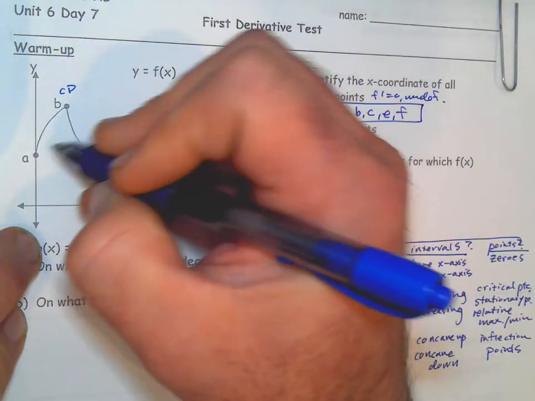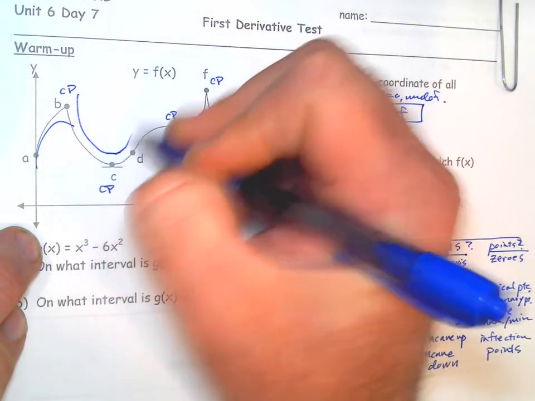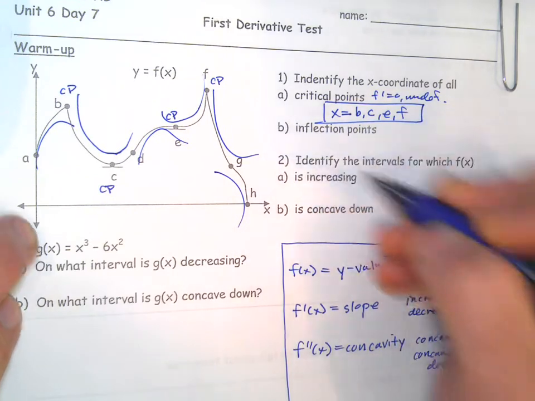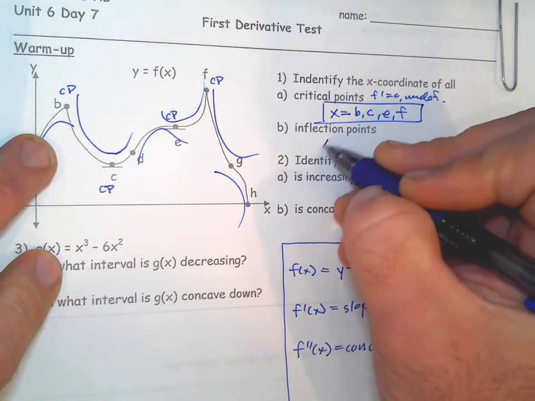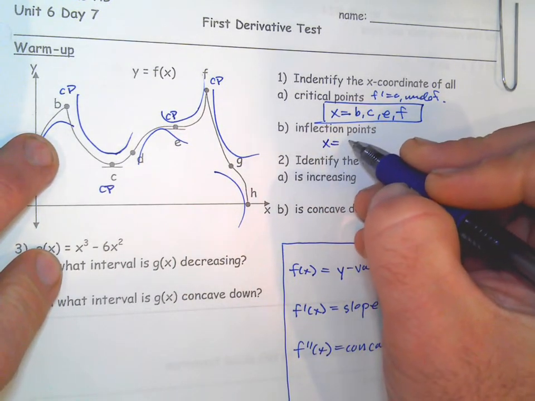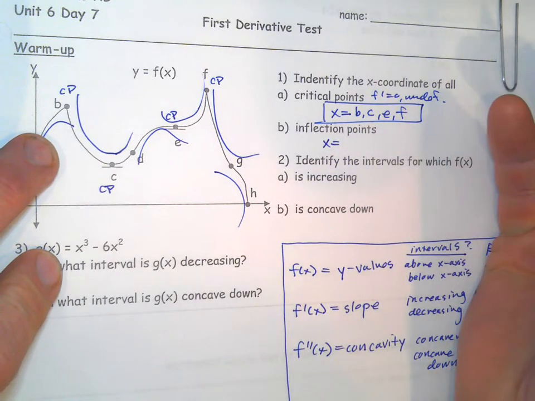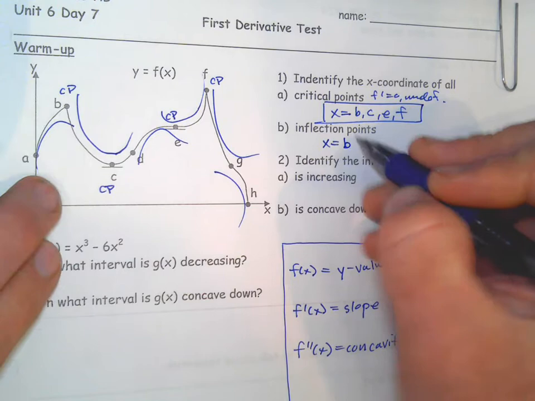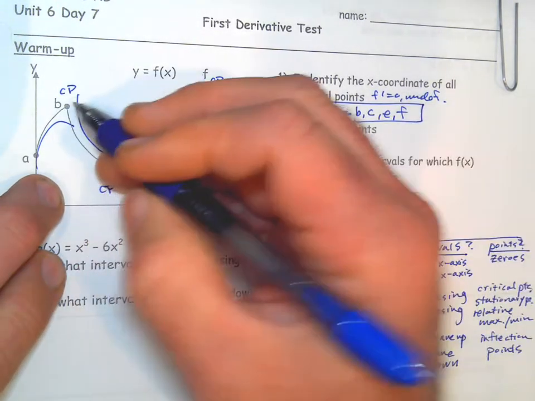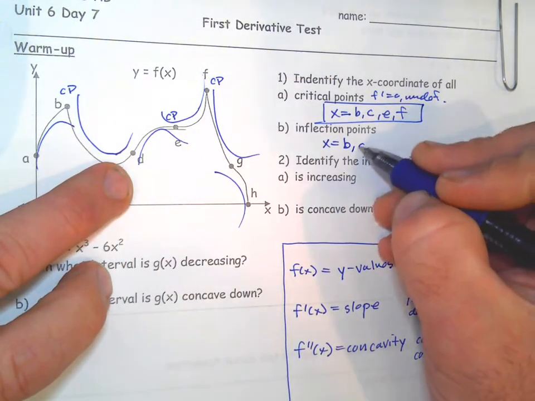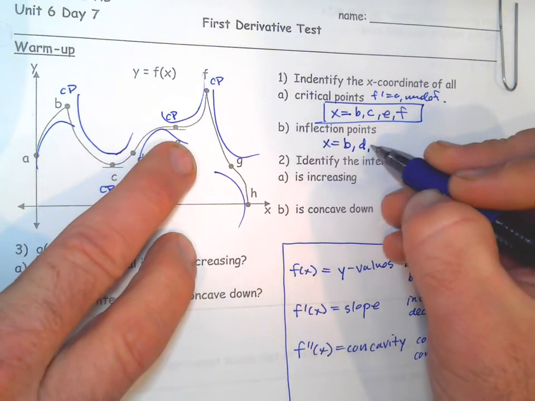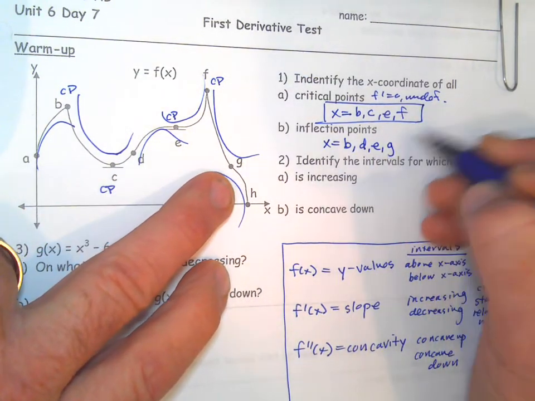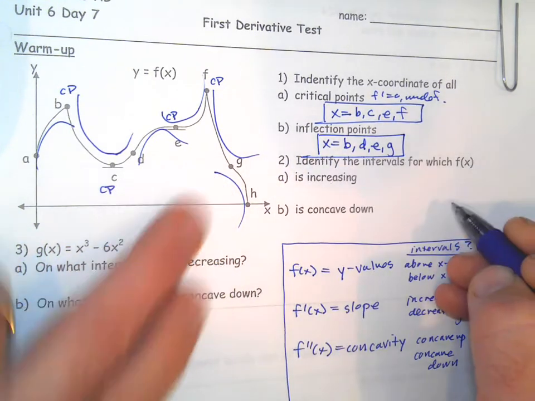Inflection points: concave down, concave up, concave down, concave up, concave up, concave down. So inflection points are where concavity changes, which generally happens when the second derivative is 0 or undefined. But B is an inflection point. It goes from down to up. That cusp could be an inflection point. D, E, this one goes up to up, so F is not. G are all the inflection points.